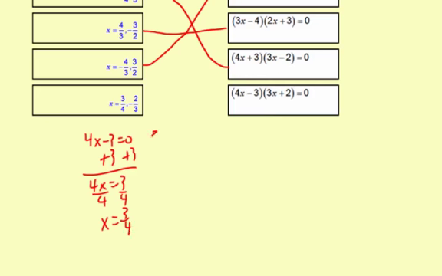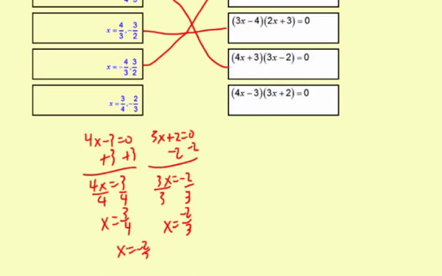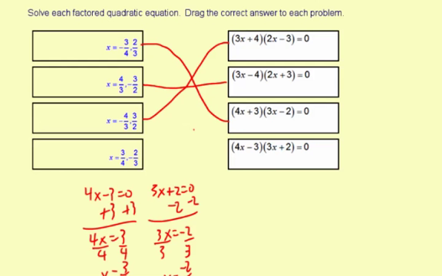The other one is going to be found by doing 3x plus 2 equals 0. Subtract 2 from both sides. 3x equals negative 2. Then divide by 3. X equals negative 2/3. So your answer should be x equals negative 2/3, comma 3/4. And this one matches here.